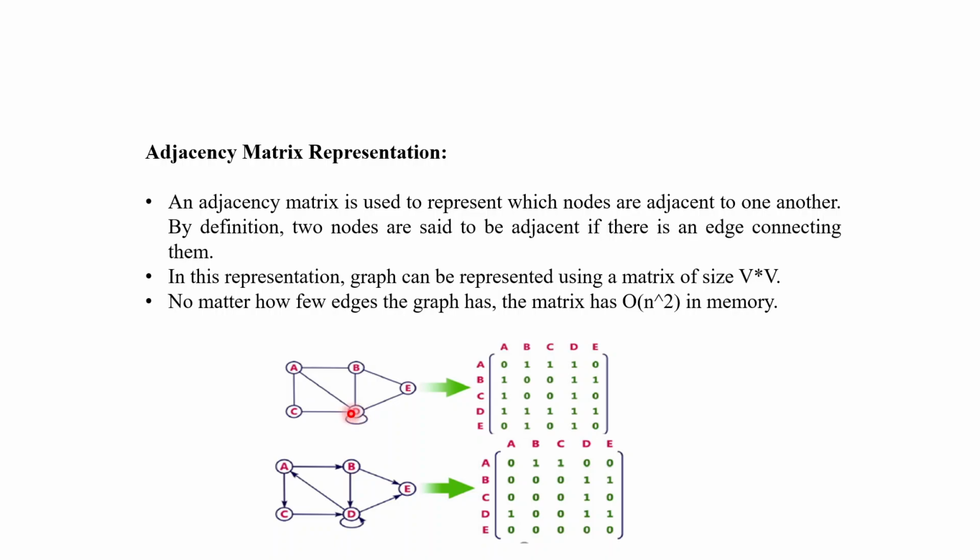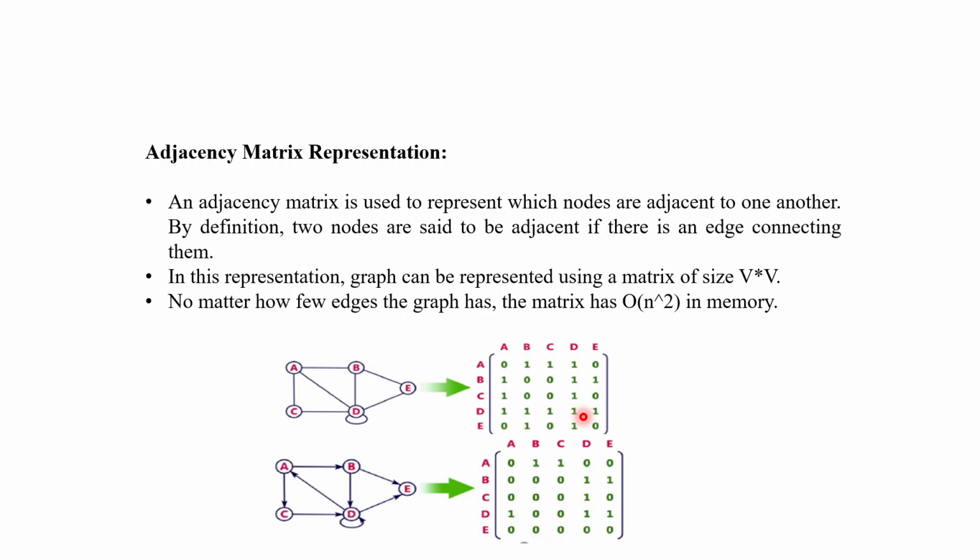For D, the self loop is there, so D to D, the value is 1. D to A, D to B, D to C, D to D, and D to E: all the vertices are connected, so all are 1. So this is the simple adjacency matrix representation for an undirected graph.